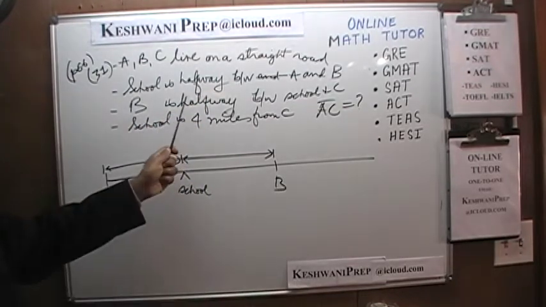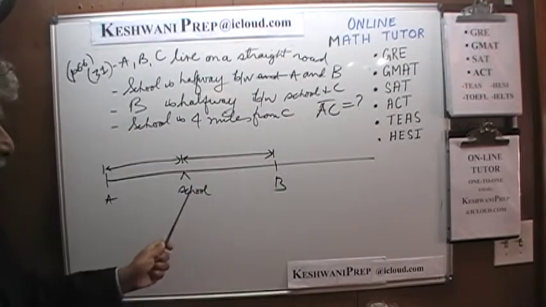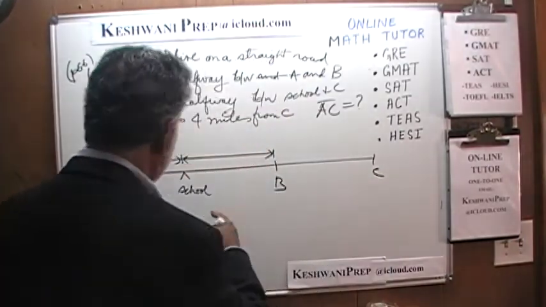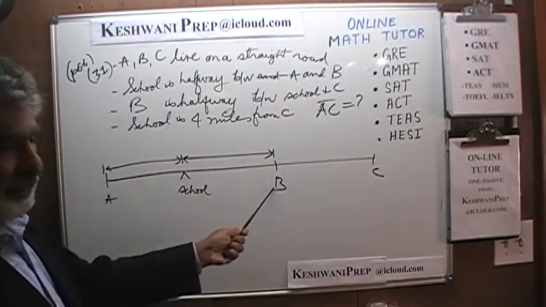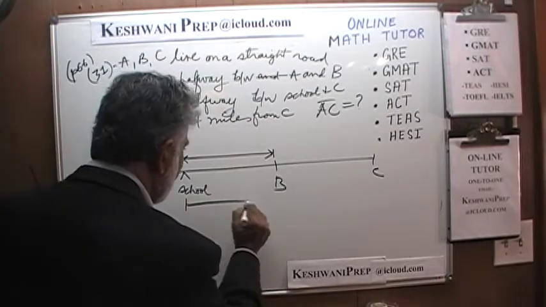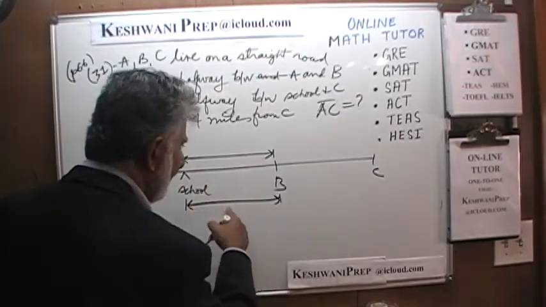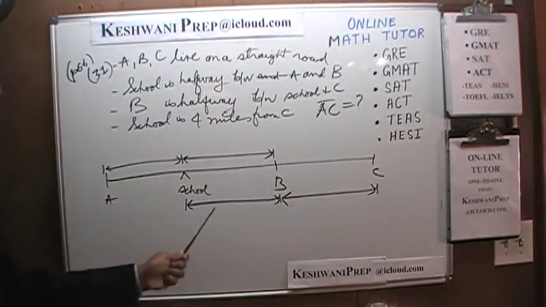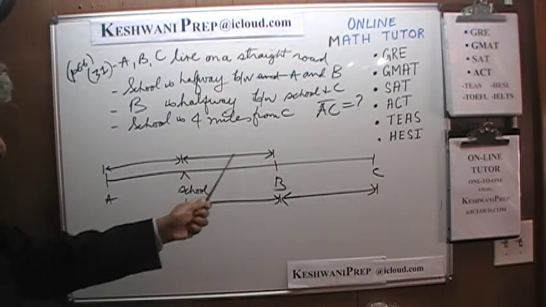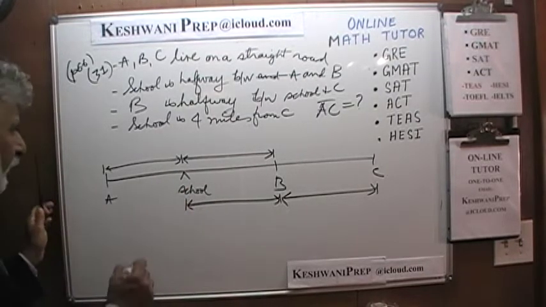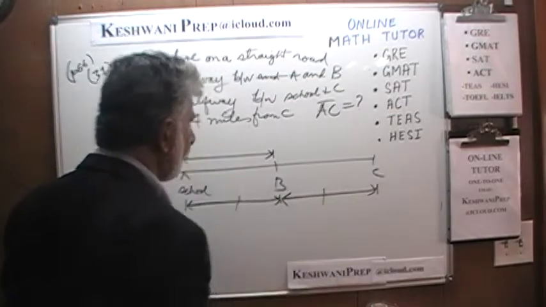We are further told that B is halfway between school and C. This is school and this is your C. B is halfway between school and C, which means this distance right here must be the same as this distance. But the distance from the school to B is the same as this one, which means all three of these distances are equal.